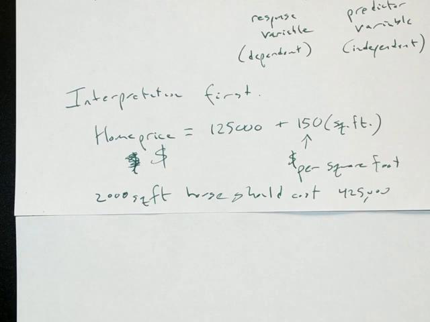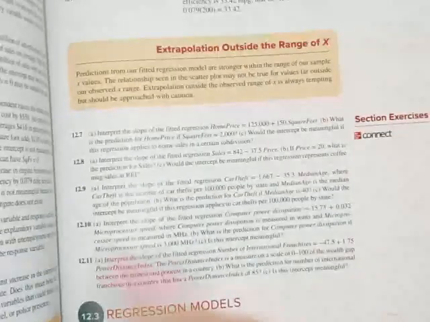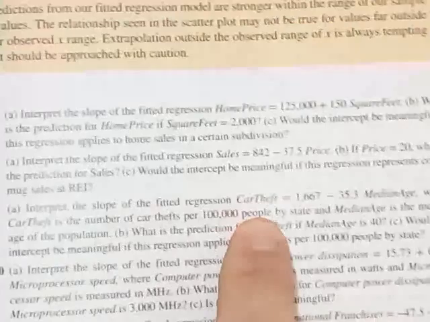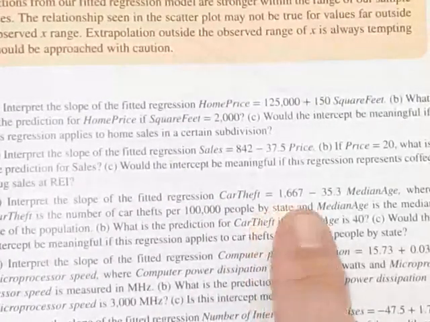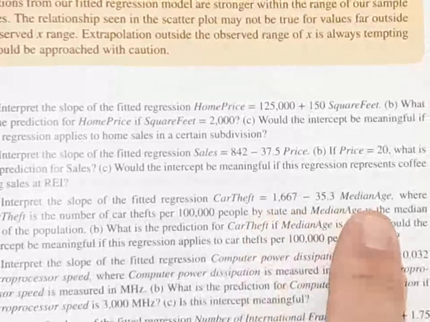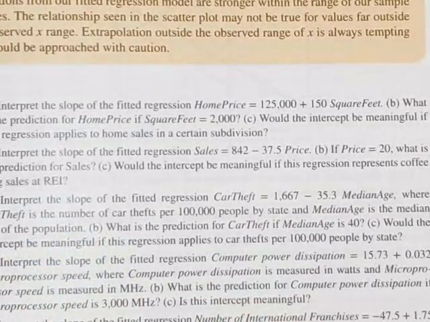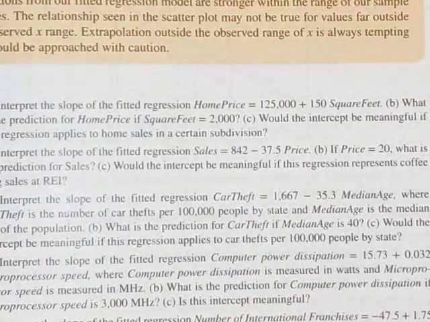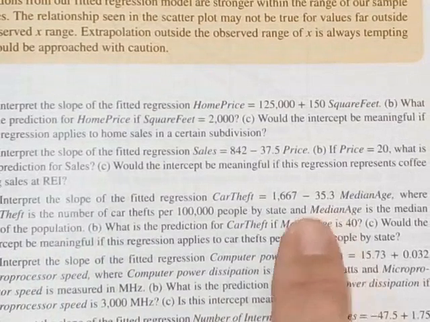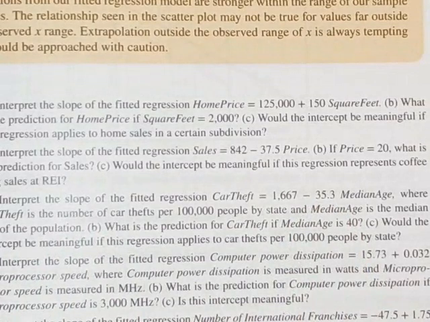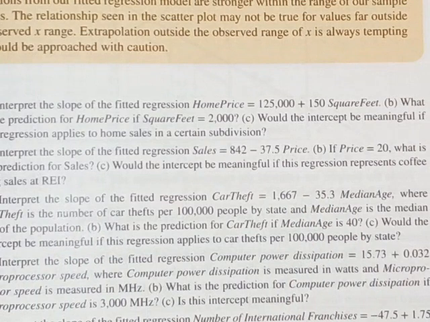Problem 12.9 here. Car theft equals 1667 minus 35.3 median age. Theft is the number of car thefts per 100,000 people by state. Median age is the median age of the population of that state. What does this number, negative 35.3, mean? What are the units on that number?